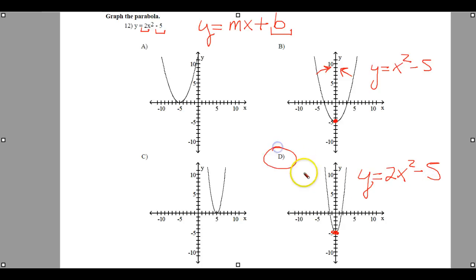So D is our answer, and the strategy behind it is you get a 2, a 3, a 4 here. These lines get closer to the y-axis. And this, of course, is your y-intercept.